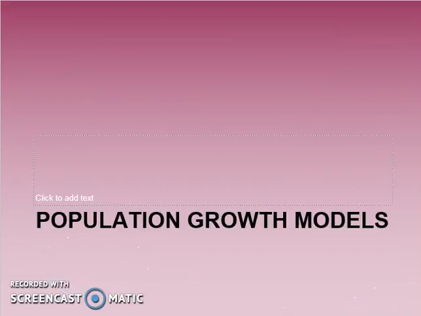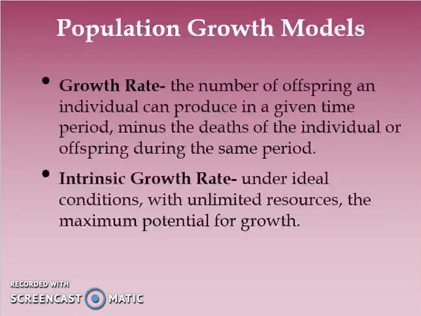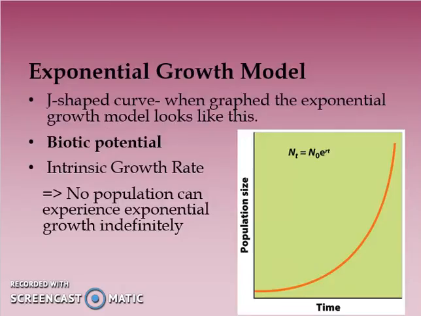Population growth models. Let's go through this really quickly. Population growth is just how many organisms are being added to the population, so it's births minus deaths. Intrinsic growth rate is basically your optimal growth rate. In ideal conditions with nothing limiting your reproduction, how fast could you reproduce? That's your intrinsic growth rate. There are 2 types of growth models you need to know, exponential growth and logistic.